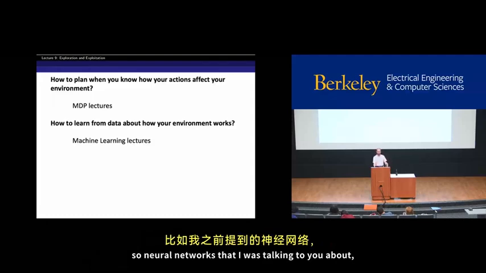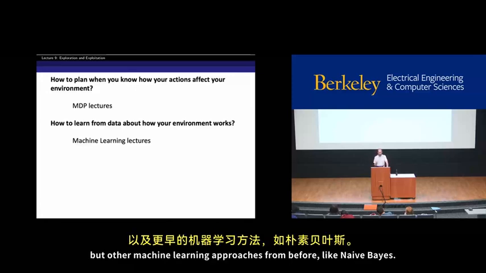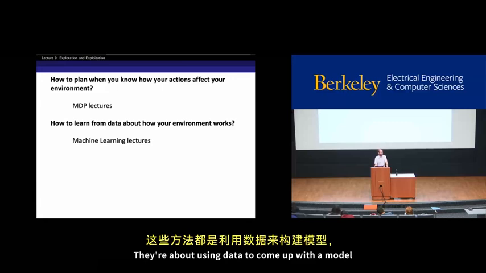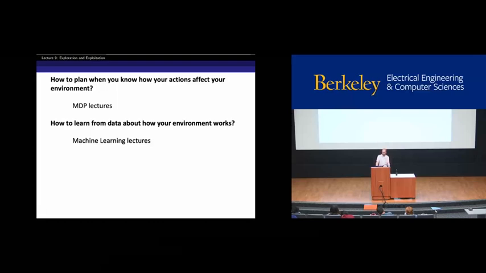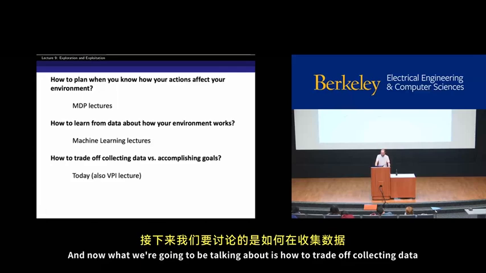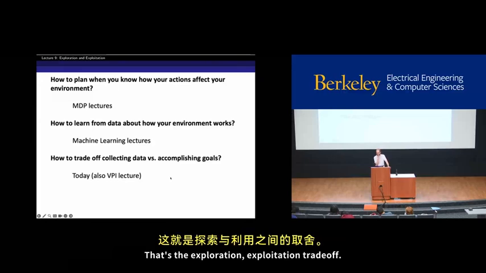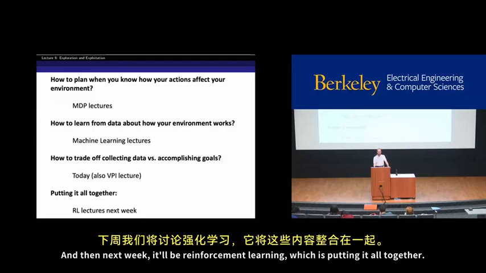And then the machine learning lectures were about how to learn from data how your environment works. So neural networks that I was talking to you about, but other machine learning approaches from before, like naive Bayes. They're about using data to come up with a model that allows you to predict what's going to happen in the future. And now what we're going to be talking about is how to trade off collecting data versus accomplishing goals. That's the exploration-exploitation trade-off. And then next week it'll be reinforcement learning, which is putting it all together.